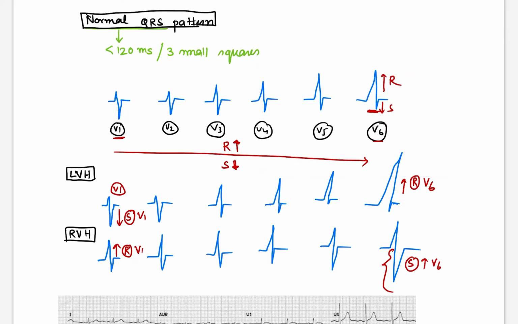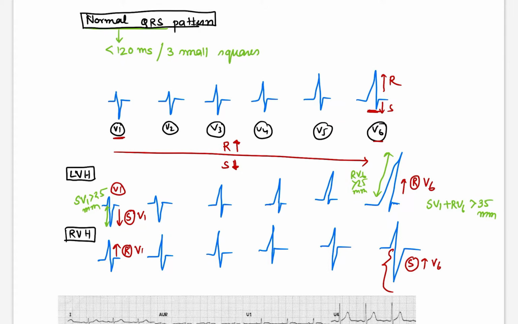Now, how will you determine whether it is left ventricular hypertrophy or right ventricular hypertrophy? In case of left ventricular hypertrophy, either SV1 is more than 25 millimeter, meaning the S wave will be more than 25 millimeter, or RV6 will be more than 25 millimeter, or the summation of these two, SV1 plus RV6, is more than or equal to 35 millimeter.